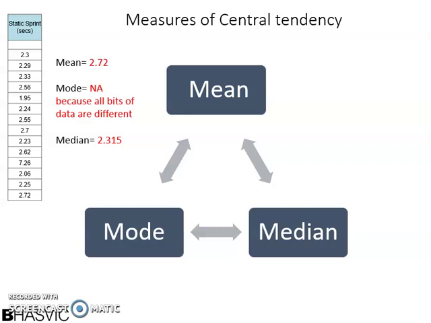If we take the static sprint scores from the gymnast data, the mean of the scores is 2.72. The mode can't be calculated due to all the scores being different. And finally, the median is 2.315. I would say overall, the mean is the measure of central tendency that is looked at and used the most by researchers.